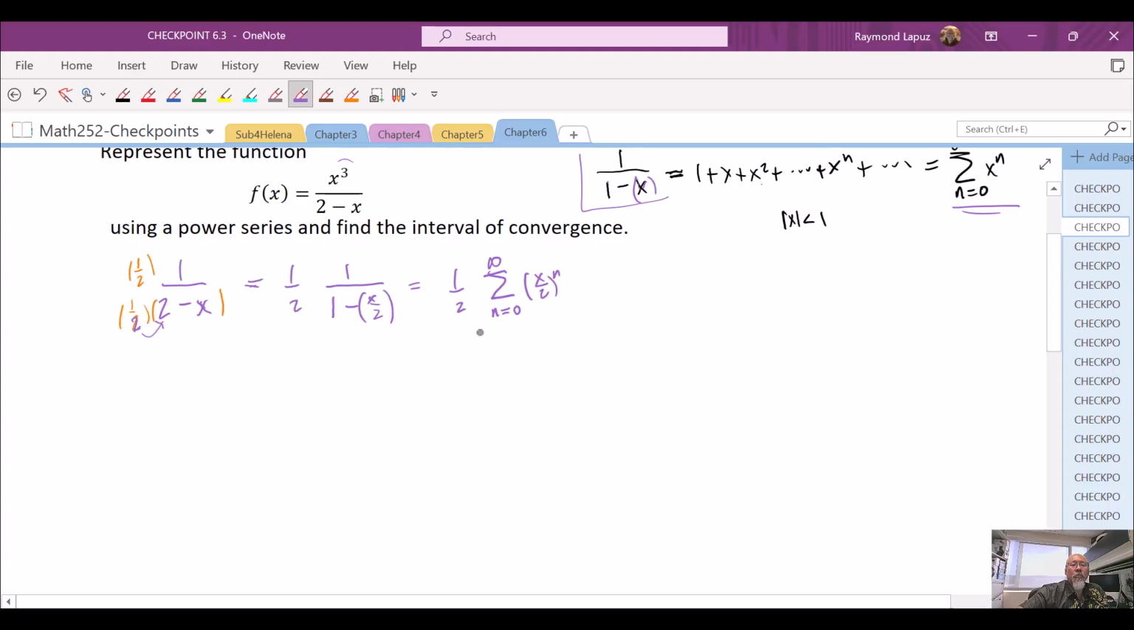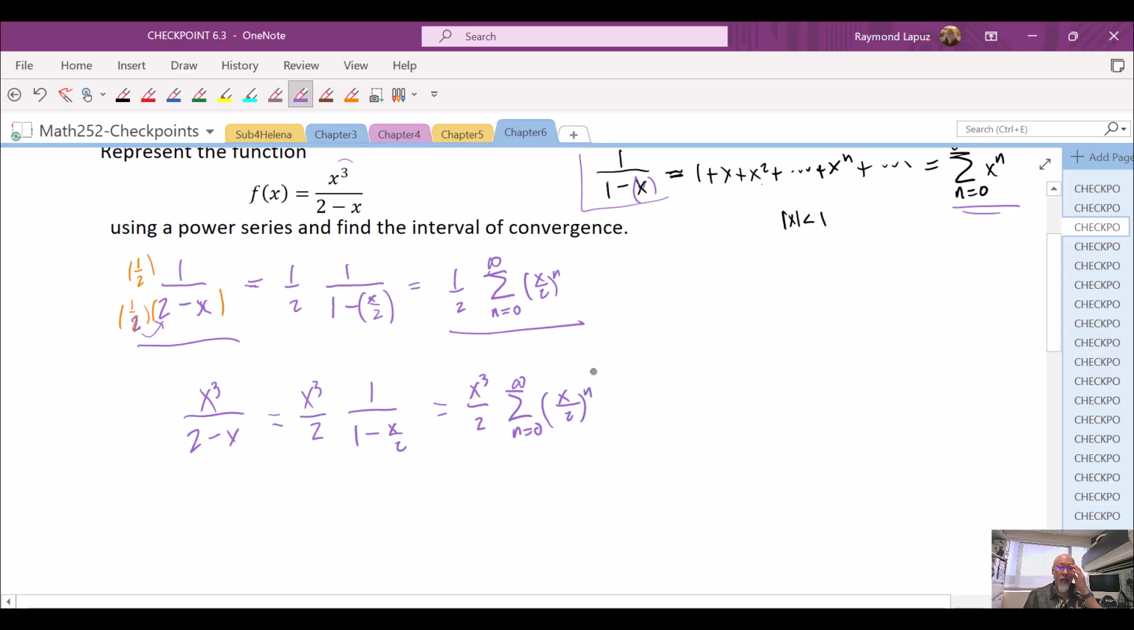And so to do that, we'll pick it up from here, and that would be x to the third divided by 2 minus x. So that's the whole thing now. And I want to look at it from here, and that would just be an x to the third over 2 times 1 over 1 minus x over 2. So then I will have x to the third over 2 times the series n goes from 0 to infinity of x over 2 to the nth power.